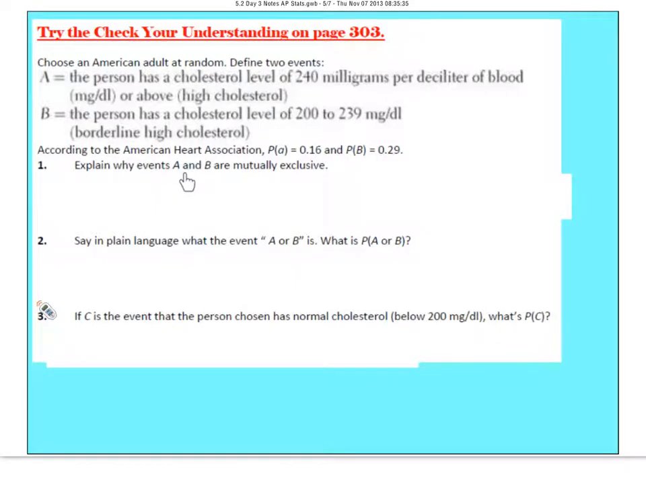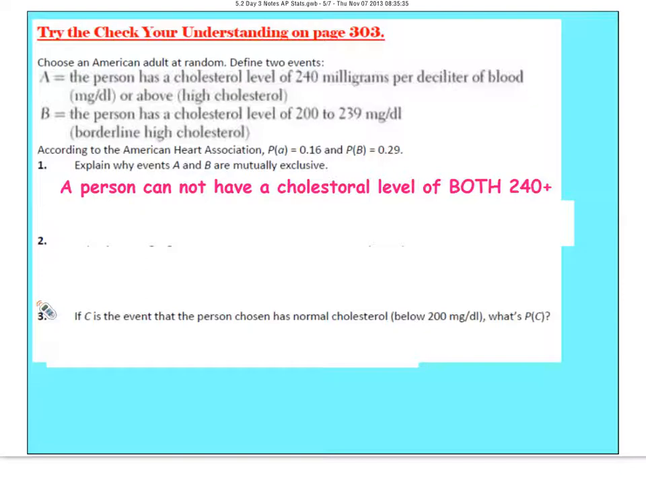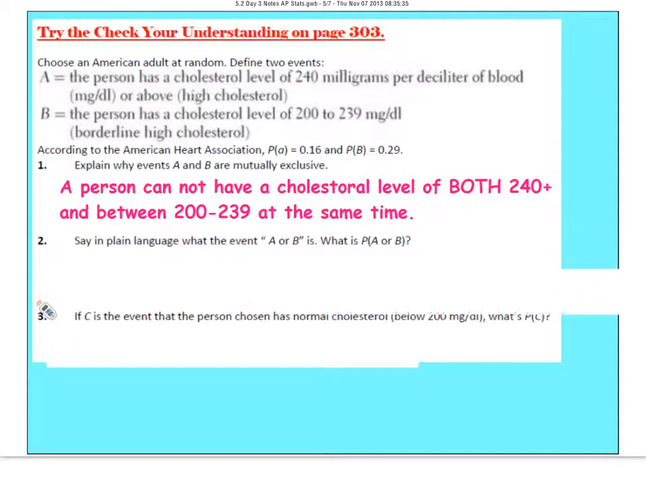Explain why the events A and B are considered mutually exclusive. Well, can I have a cholesterol of 240 and higher and at the same time have a cholesterol of 200 to 239? Well, you can't. That doesn't make sense. A person cannot have a cholesterol level of both 240 plus and between 200 to 239 at the same time. Therefore, these events are mutually exclusive and have nothing in common. So if they had asked me to find the probability of A and B, it would be 0.